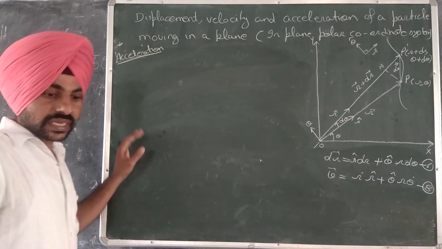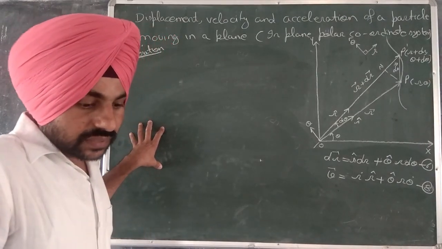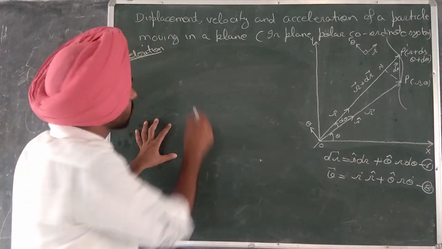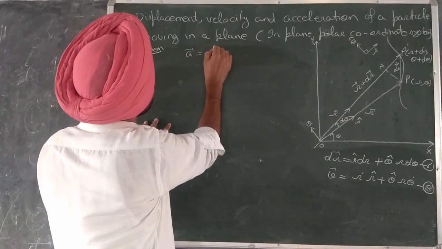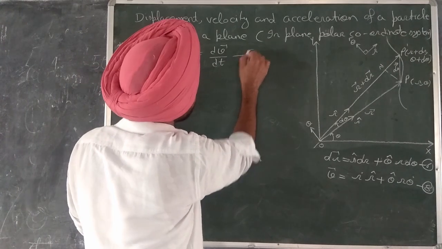So by definition, acceleration is the time rate of change of the velocity. So we can write it as a equal to dv upon dt. This is equation number 9.